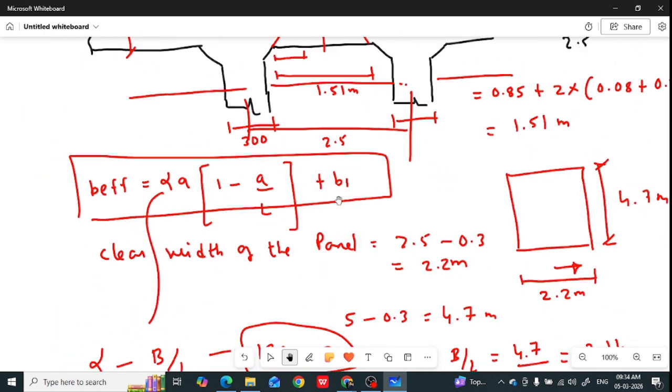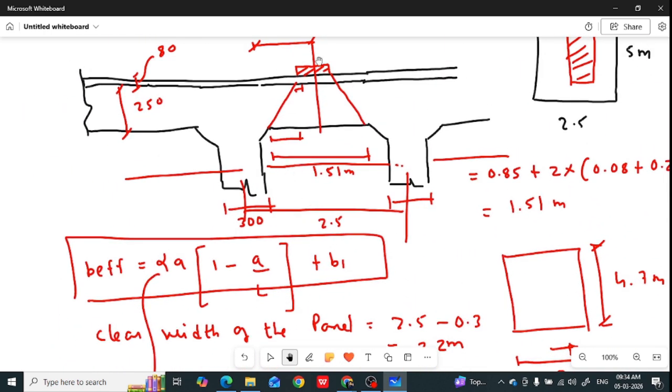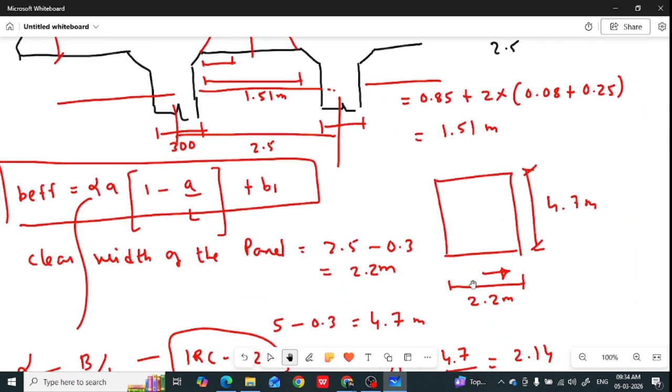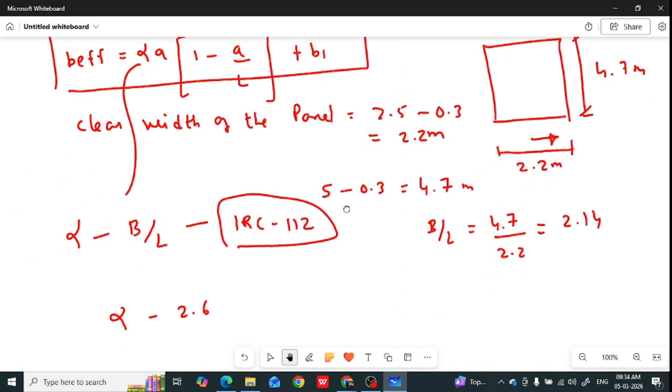A is the distance of the centroid of the load from the nearest support. So A is nothing but 1.51 divided by 2, and L is the length of the panel. The length of the panel is 2.2, and B1, we will see what B1 is.